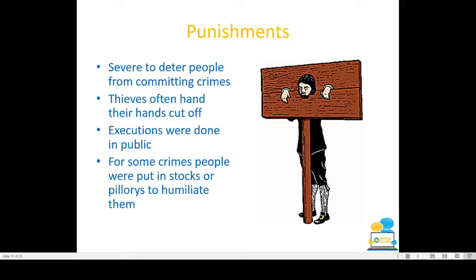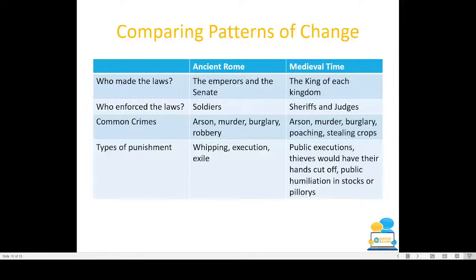The idea behind this is that they commit a crime and they will be put in the middle of the town, where they will be locked in the stocks or the pillories, and people can throw things at them and insult them. It's to let people know this person has committed a crime, and this is a way of humiliating them. So we will move on and have a look at our table again, and we'll be able to compare and contrast ancient Rome and the Middle Ages.